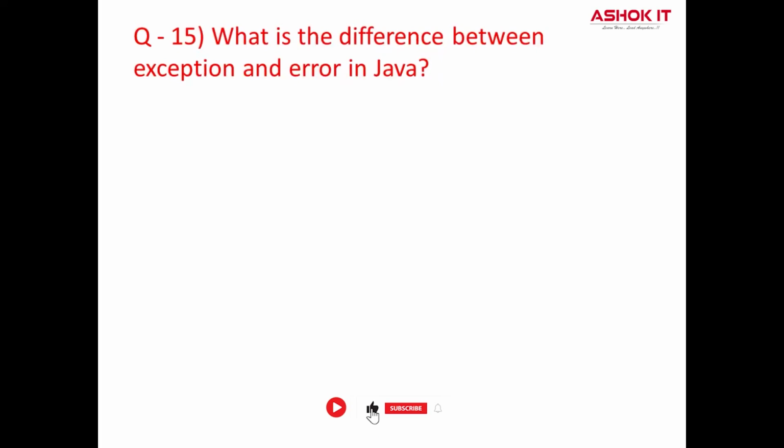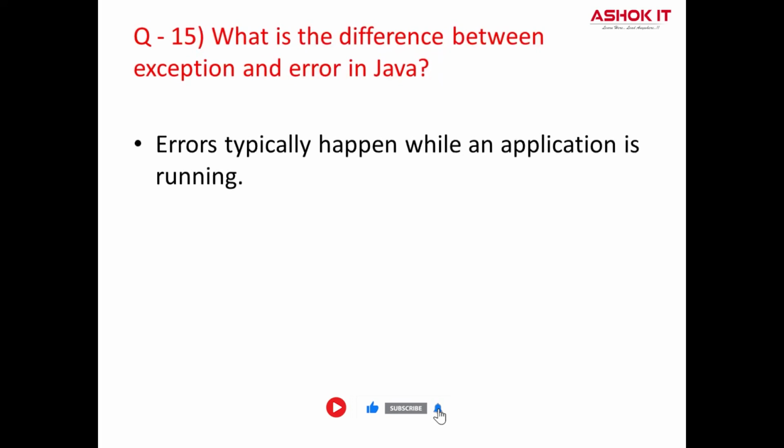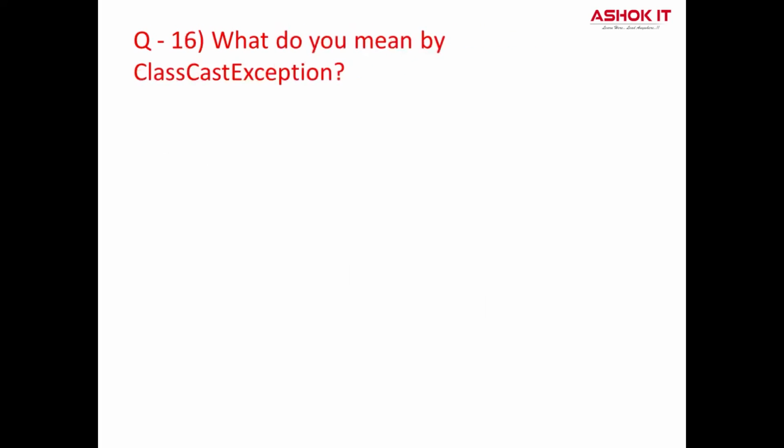What is the difference between exception and error in Java? Errors typically happen while an application is running, for instance, OutOfMemoryError, which occurs when the JVM runs out of memory. On the other hand, exceptions are mainly caused by the application. For instance, if we take one example, NullPointerException, which happens when an application tries to access a null object. Question number 16.